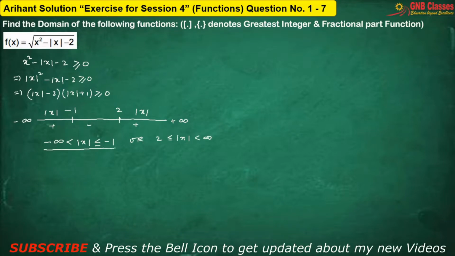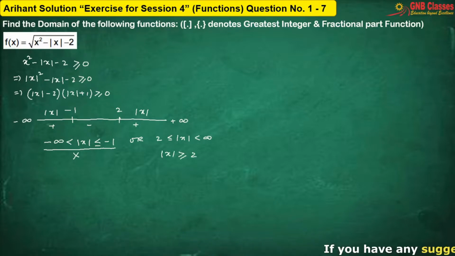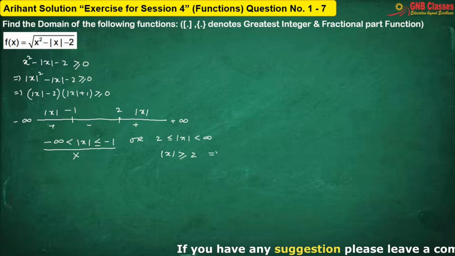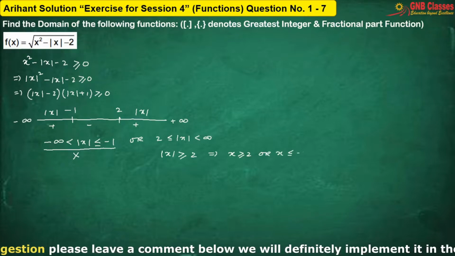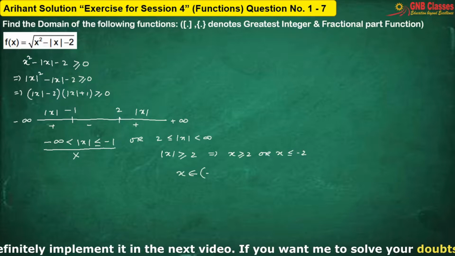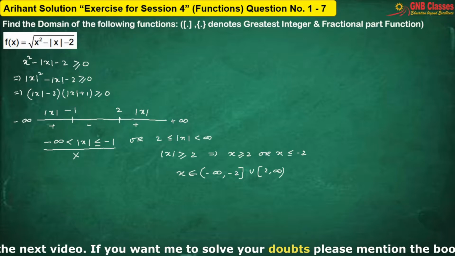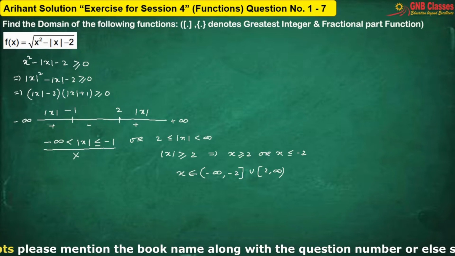This first condition is impossible because mod x is always greater than 0. So from this we are not going to get any real values of x which satisfy that mod x is less than or equal to minus 1, right? So the only possibility is that mod x is greater than or equal to 2. Mod x greater than or equal to 2 implies either x is greater than or equal to 2 or x is less than or equal to minus 2. Therefore, the required domain is x belongs to minus infinity to minus 2 closed, union 2 closed to infinity. Is it clear to all of you? Let us move to the next problem.